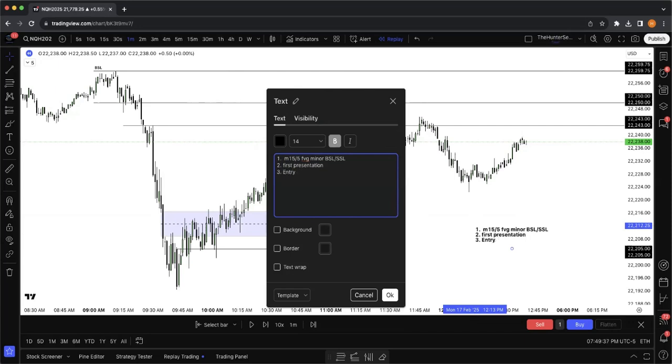entry has to be inside. Okay, so your entry has to be inside of it. This needs to be technical here. You don't want it below it, you don't want it above it, you want it inside of it. Right on that 50% line is best. Anywhere else inside of it is acceptable. Entry in first presentation.